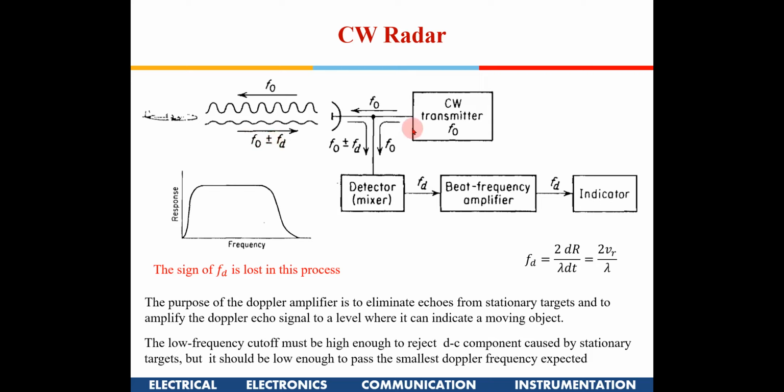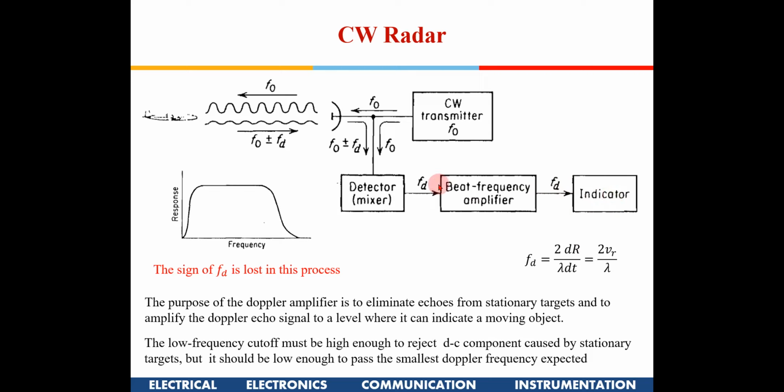Now a small portion of the transmitting frequency is also being routed towards the mixer. The mixer gets these two signals, the received signal and a portion of the transmitting frequency, right? When you mix these two, I get a beat frequency. Now I can amplify the beat frequency. We already saw that the beat frequency is proportional to the velocity, so you can accordingly do a calibration and show on an indicator what the speed is.